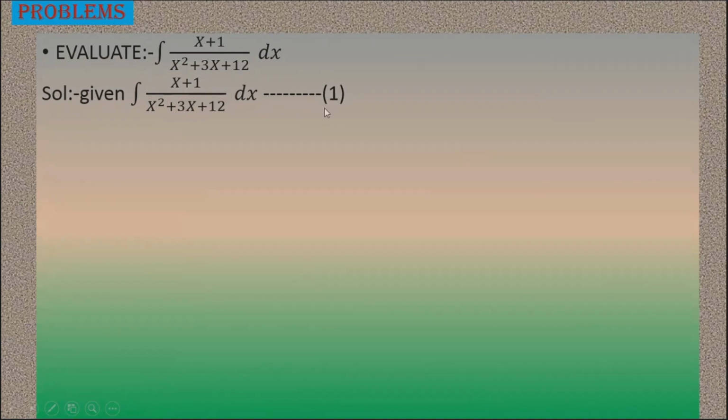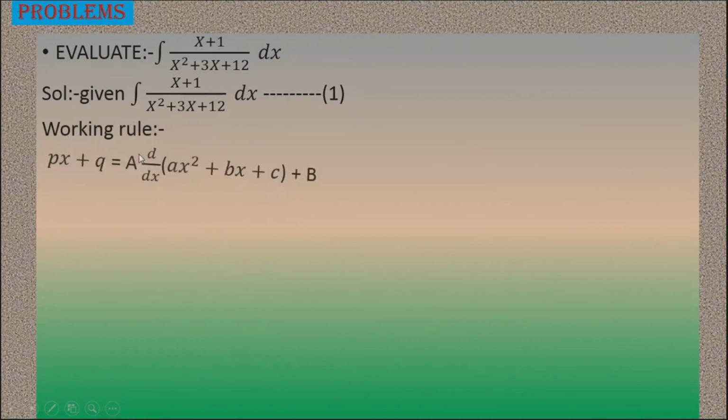Let me do some problems. I am taking a problem on model 1: integration of x plus 1 by x square plus 3x plus 12 into dx. This is a problem based on model 1. I am using the working rule. What is the working rule? The linear term px plus q is equal to a into d by dx of the quadratic term ax square plus bx plus c, plus b. So I am writing in this form.